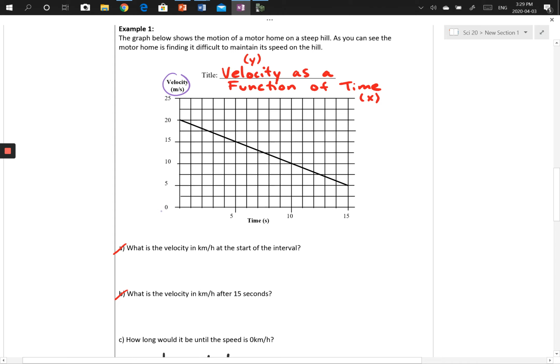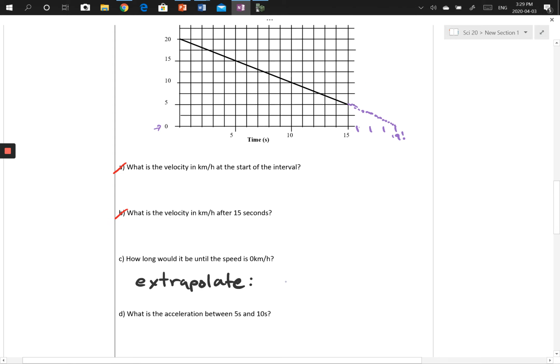But to get to 0, which is down here, I would have to predict what's going to happen in the future because I don't have data for that. So I'm going to do what's called extrapolation, and I'm going to make a prediction. If I were to continue on that line, let's say 16, 17, 18, let's predict about 19 seconds. So I would have to extrapolate that, and it's approximately 19 seconds to reach 0, and that would be to come to a complete stop.